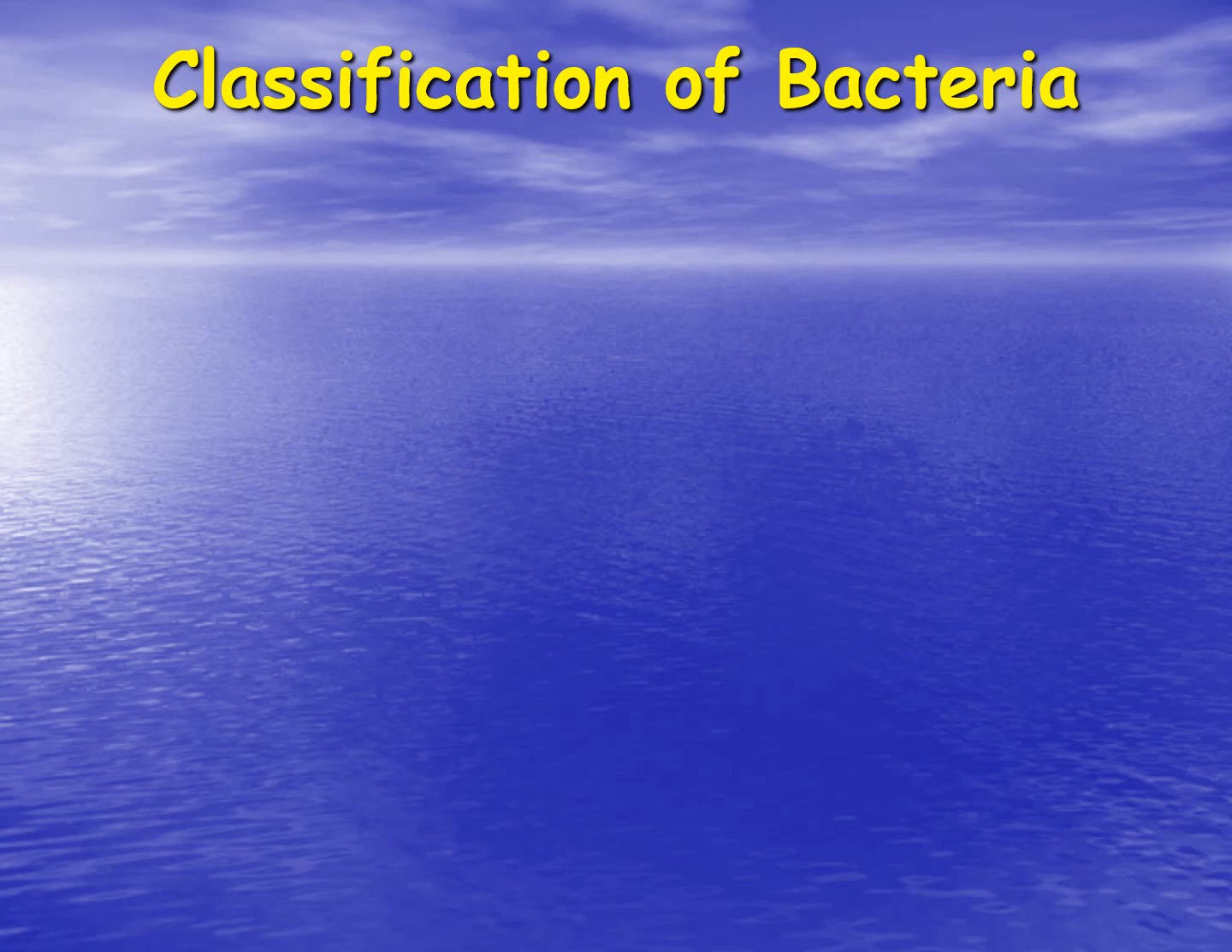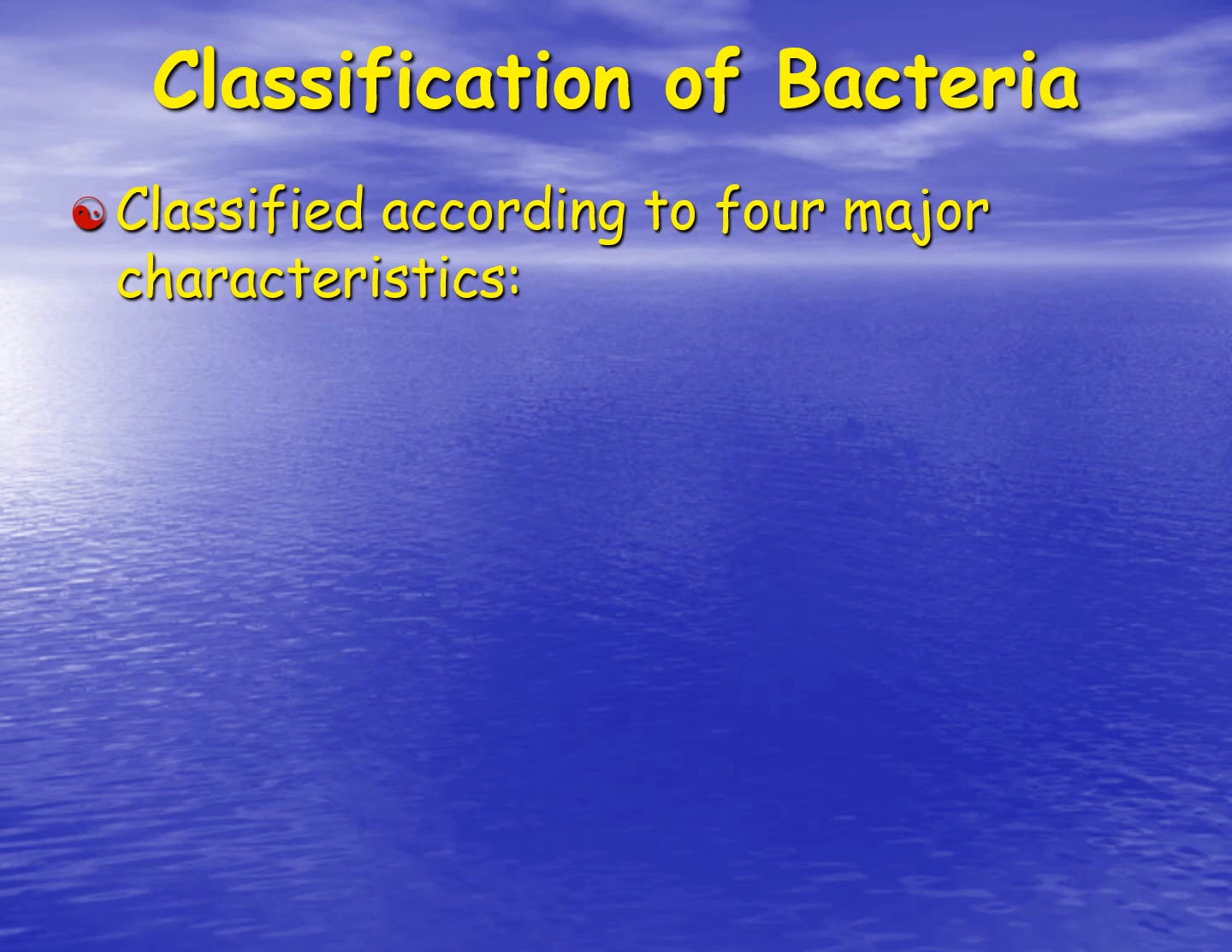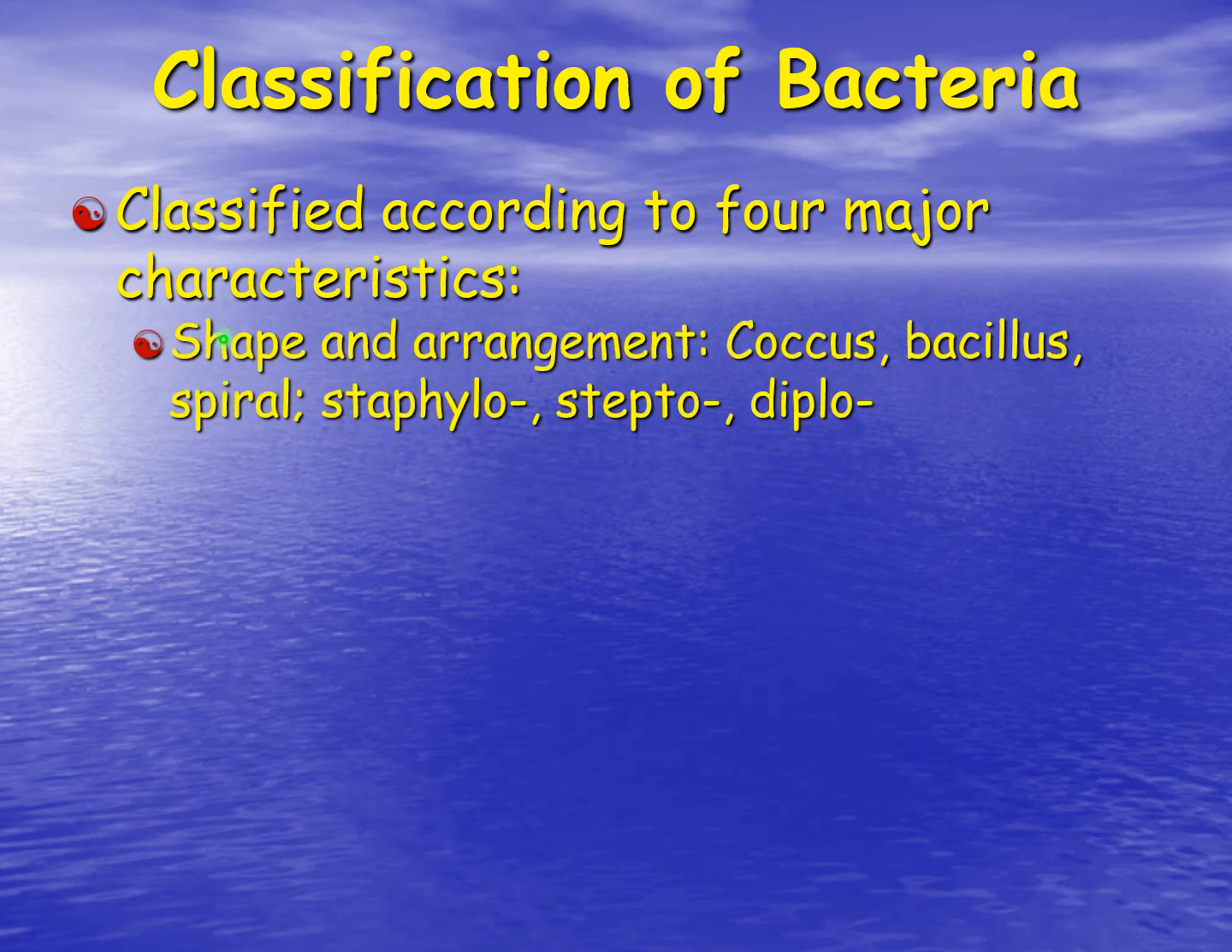So let's look at our bacteria first. How do we classify our bacteria? Well, they are classified based upon 4 major characteristics. First of all, we're going to look at shape and arrangement. We have 3 primary shapes within the bacteria. The coccus, which are spherical shaped bacteria, bacillus, which are the rod-shaped bacteria, and the spiral organisms, of which we have 3 subgroups. The Vibrio, which kind of are comma-shaped, the Spirillum, which have about 3 to 5 twists along their long axis, and the spirochetes, which are really twisted.